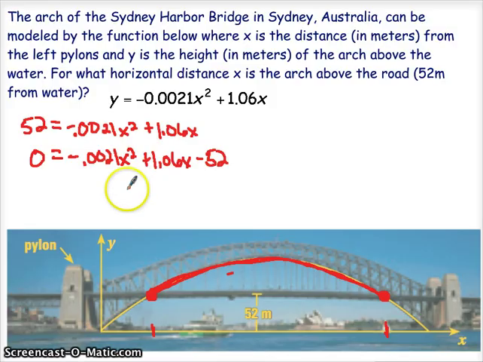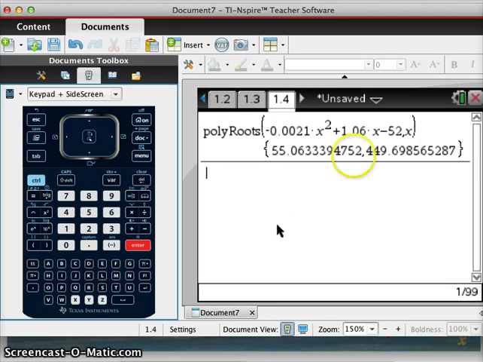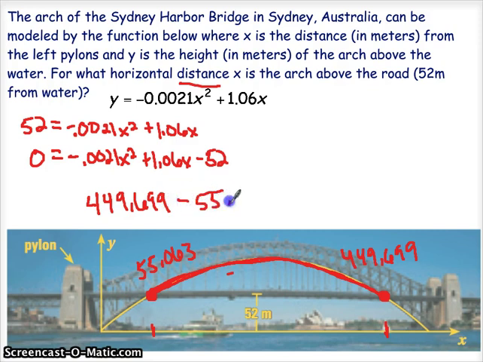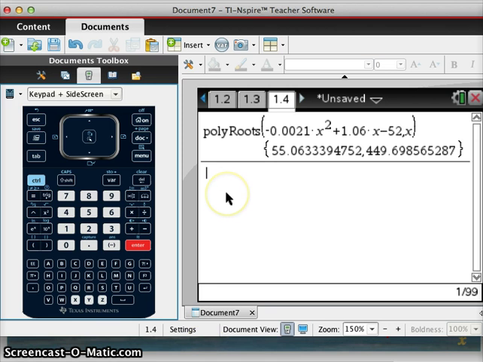55.063. So I'm going to go ahead and write that down. So this was at 55.063 all the way up to 449.699. And remember, we want to know what the horizontal distance is. So basically the space between, because that's where we're above the road according to our picture. So let's go ahead and take 449.699 minus 55.063. And we'll do that very quickly here.